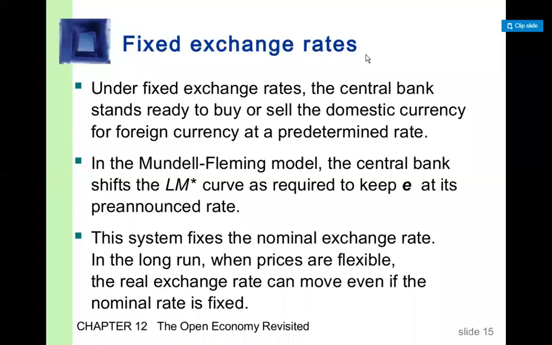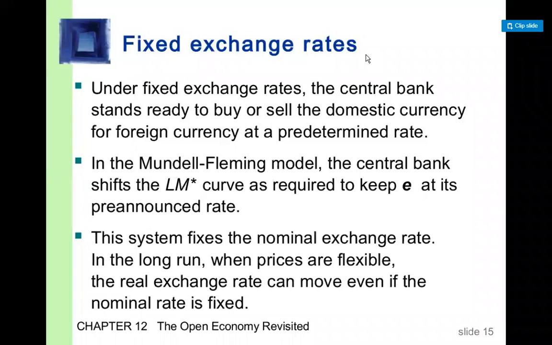Already we have defined fixed exchange rates. A fixed exchange rate is the rate which is fixed by the central bank.